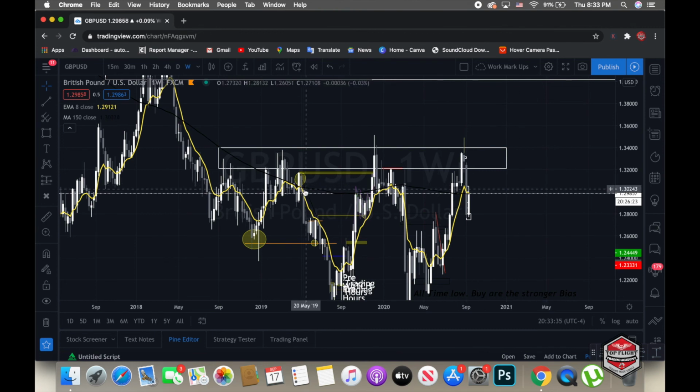Why? Because as you guys can see, when it touches this area here, it rejects. It touched again, it rejects. It touched again, it rejects. It touched again. What could possibly happen? A rejection.